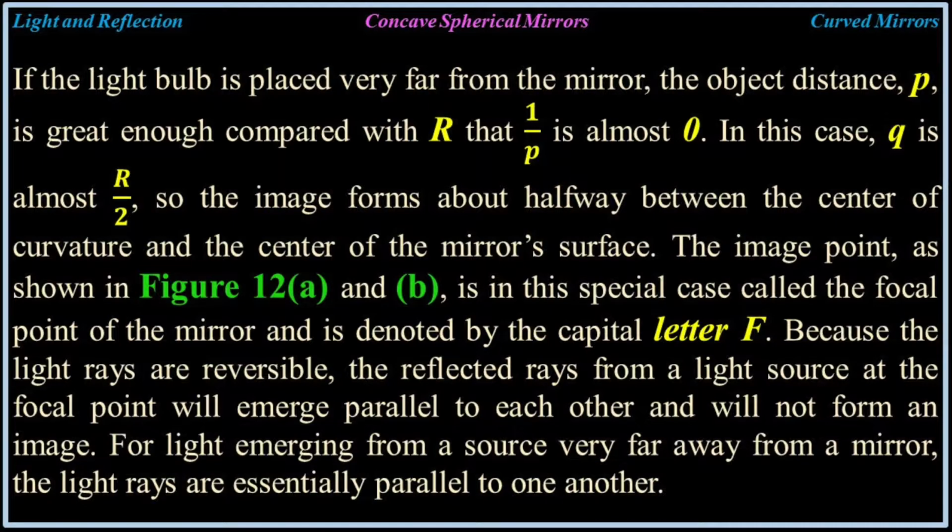The image point, as shown in figure 12a and b, is in this special case called the focal point of the mirror and is denoted by the capital letter F. Because the light rays are reversible, the reflected rays from a light source at the focal point will emerge parallel to each other and will not form an image. For light emerging from a source very far from a mirror, the light rays are essentially parallel to each other.